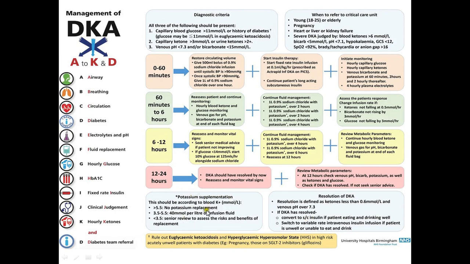Potassium supplements are very important. It should be according to blood potassium levels. So with the potassium levels, we see potassium being measured everywhere. If the potassium level is more than 5.5, no replacement is done. But if it is between 3.5 and 5.5, then 40 millimoles per liter of infusion fluid is given. And if less than 3.5, then you have to ask the senior, because you will need to go through the central line, the big veins, to give the potassium.